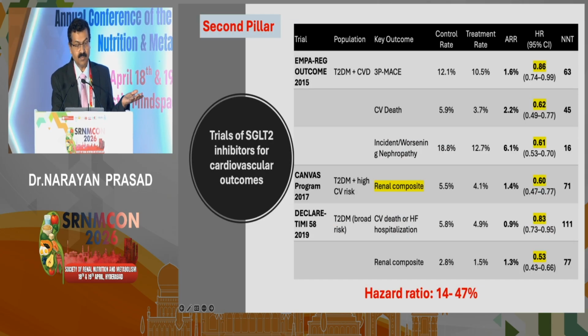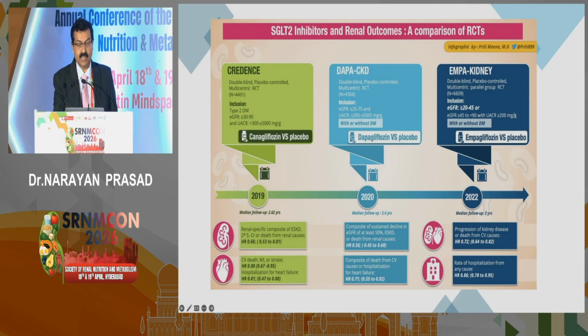Second pillar, SGLT2 inhibitors for cardiovascular outcomes. Again, what we can see here, all cardiovascular directed outcomes have shown a reduction in cardiovascular mortality. For SGLT2 inhibitors on renal outcomes, 3 important studies, CREDENCE, DAPA-CKD and EMPA-KIDNEY, were already there.